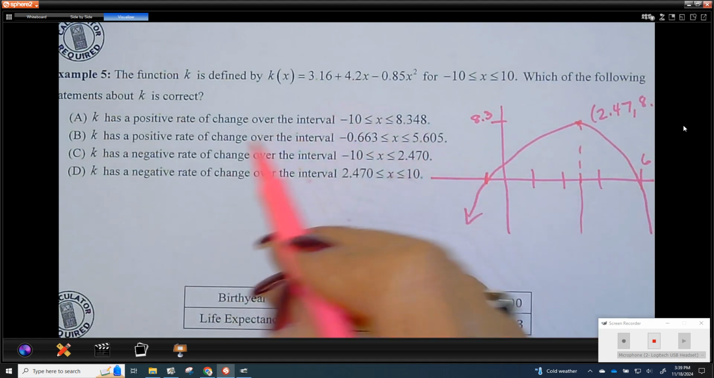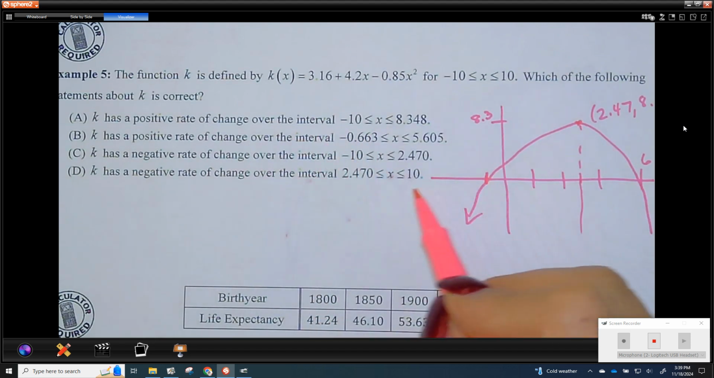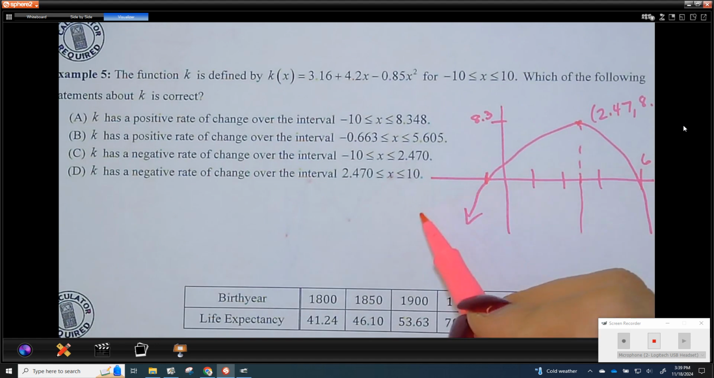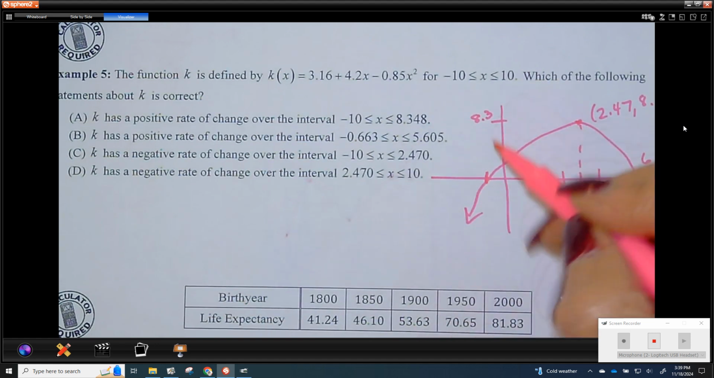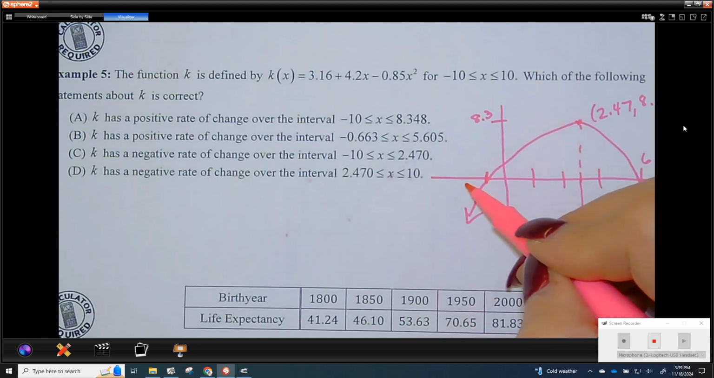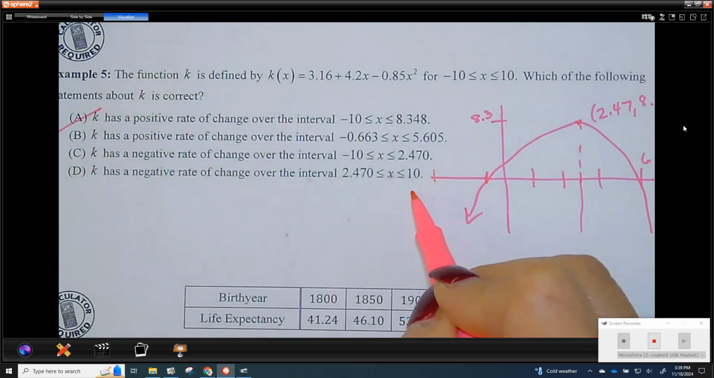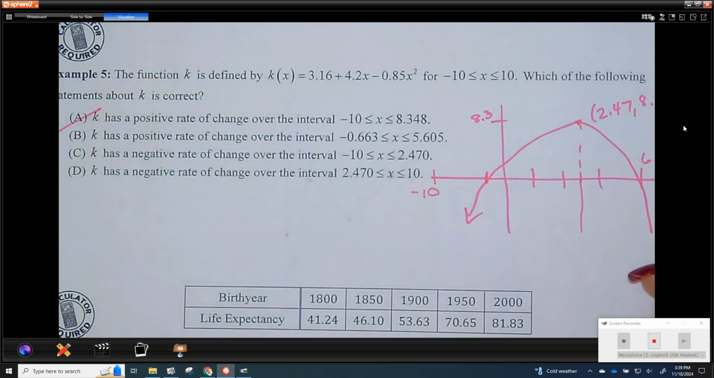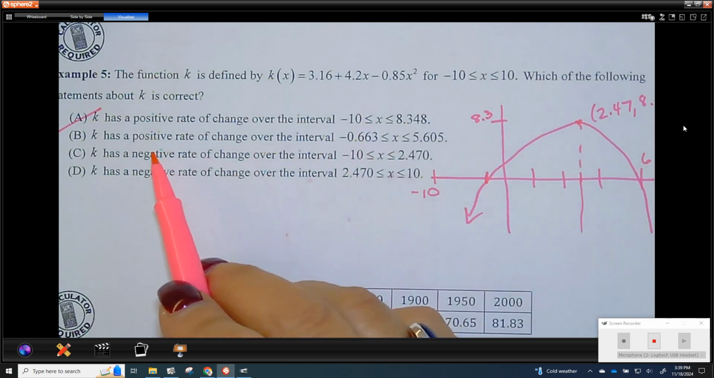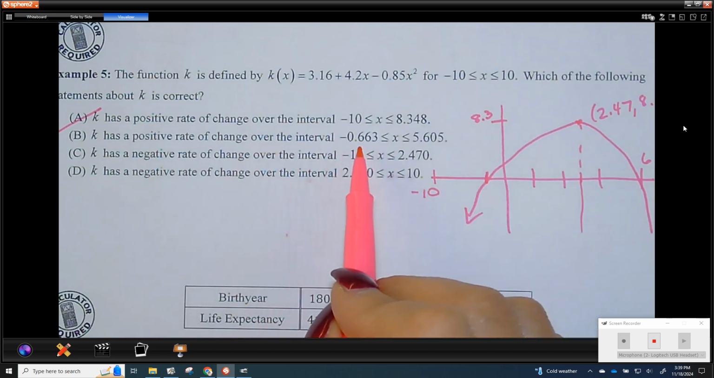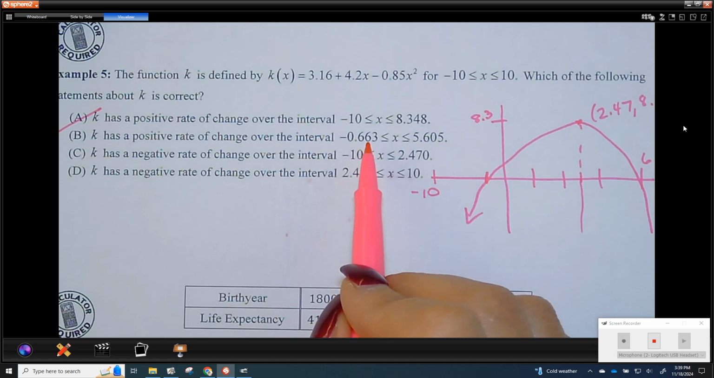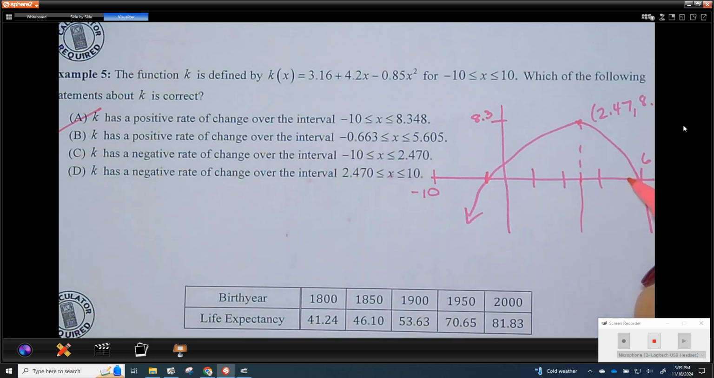Positive rate of change from negative 10 to 8.4. So that's going across. No, this is a positive rate of change because it's going up. But over here it's negative, so it's definitely not that because we're going from negative 10 to 8.4. It's way over here. It's going up and down. Positive rate of change between negative 0.6 and 5.6. So 5.6 is here. Again, we're starting down, going up. Nope.